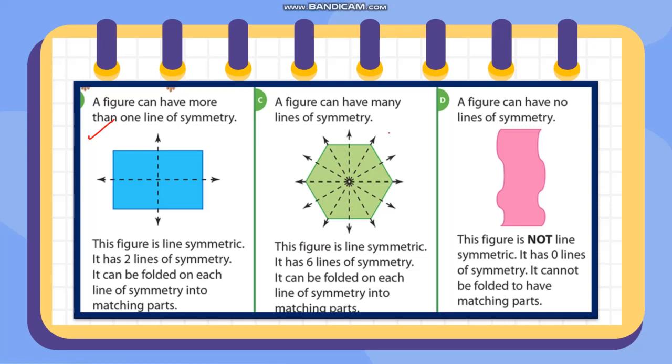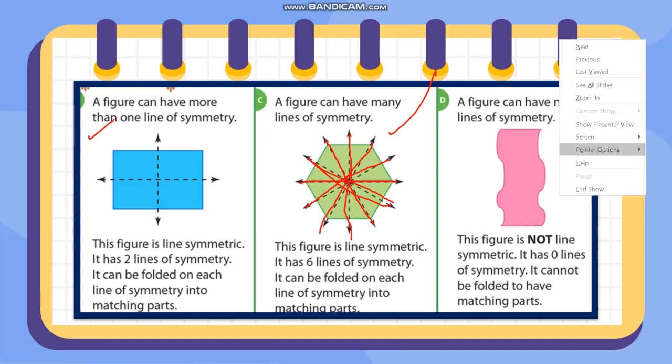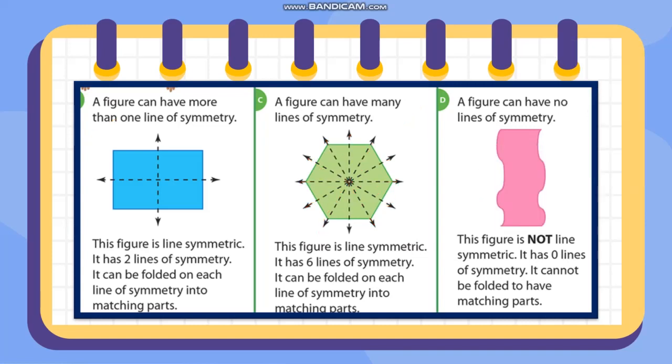This example, this figure, can have many lines of symmetry, and this figure is line symmetric. It has 6 lines of symmetry. This is the first line of symmetry, the second, the third, the fourth, the fifth, and the 6th line of symmetry. Be straight, okay? Those are the 6 lines of symmetry in this figure.